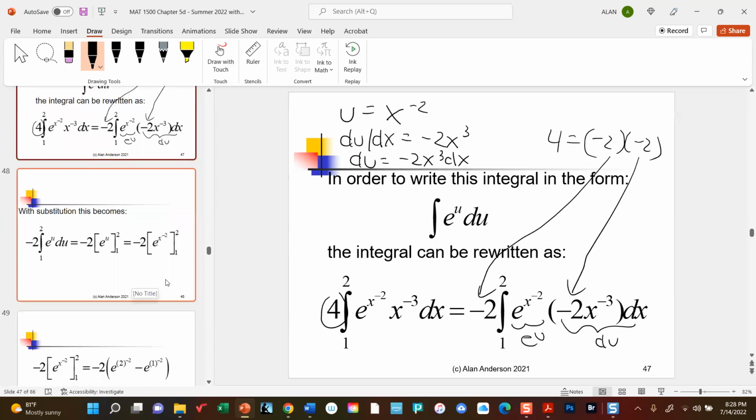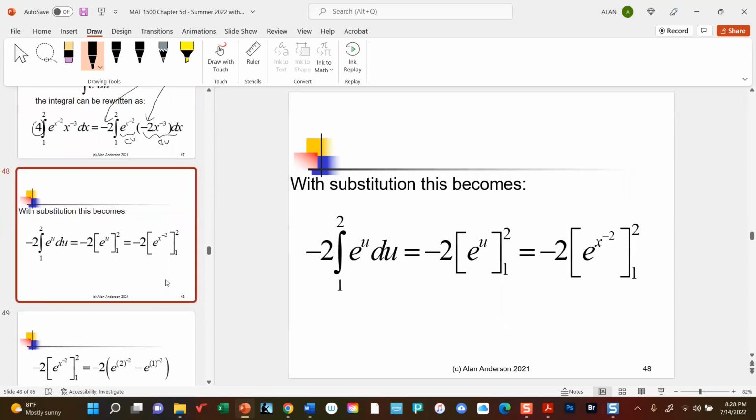So anyway, we do have negative 2 e to the u du, which means we'll be evaluating this from 1 to 2 because this is a definite integral. And of course, don't forget u equals x to the minus 2. So now we'll evaluate this, replace this with a 2, and then we'll do the 1.